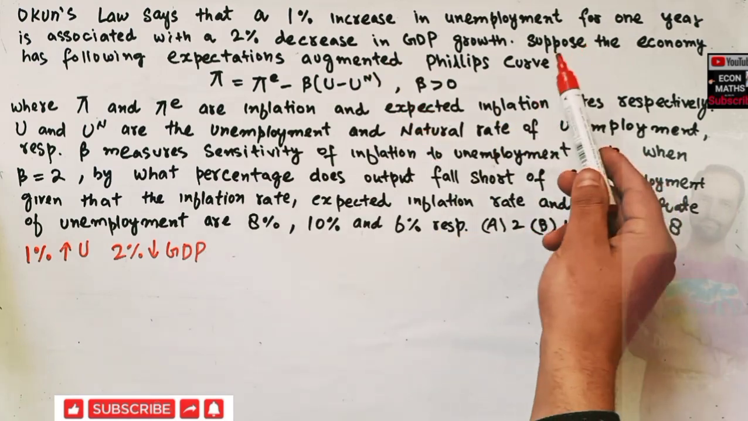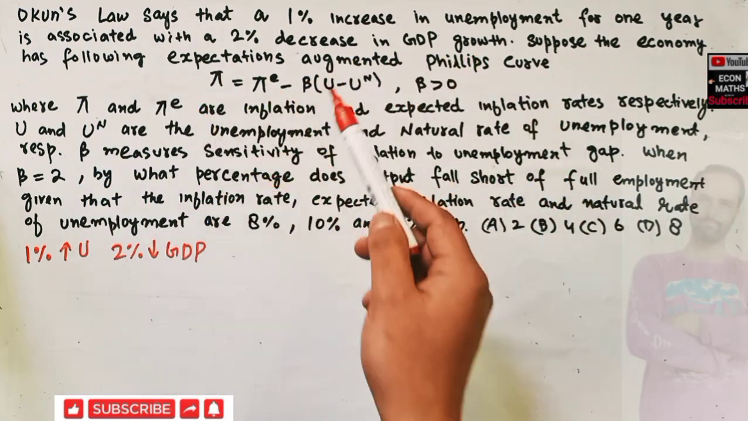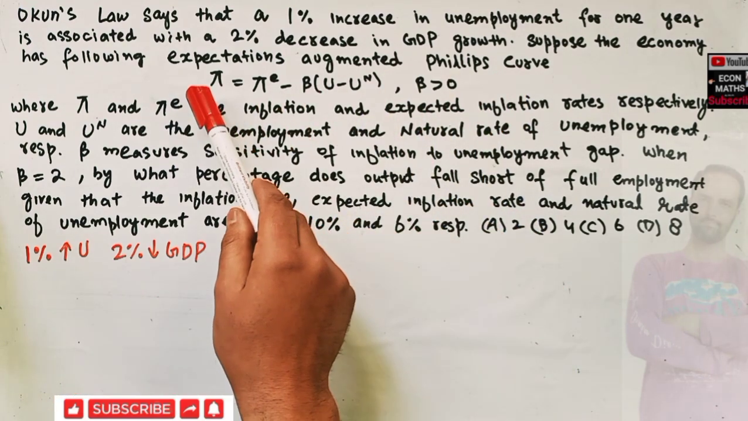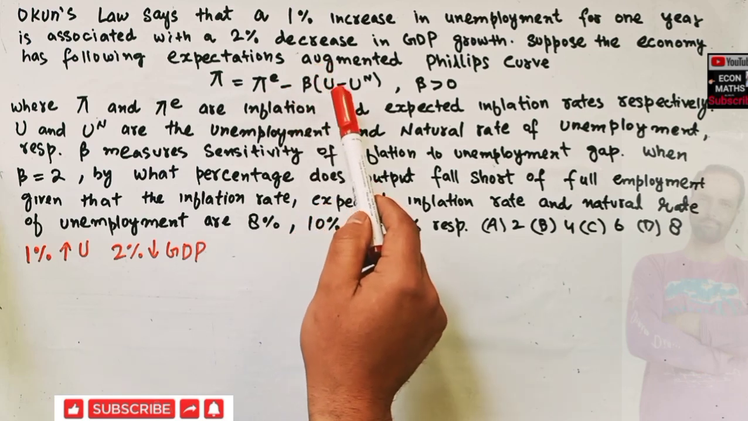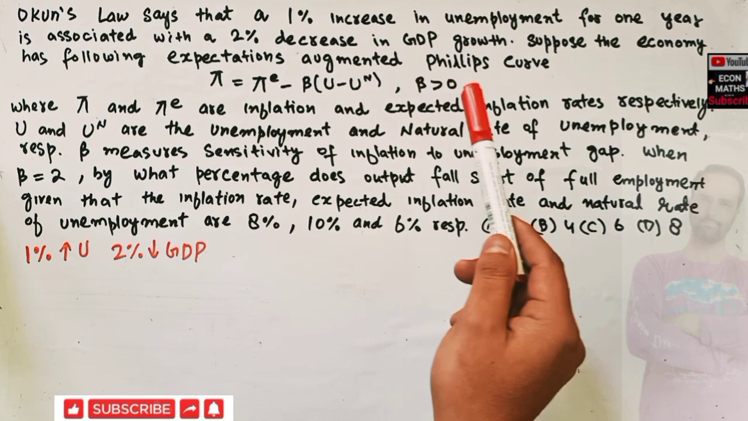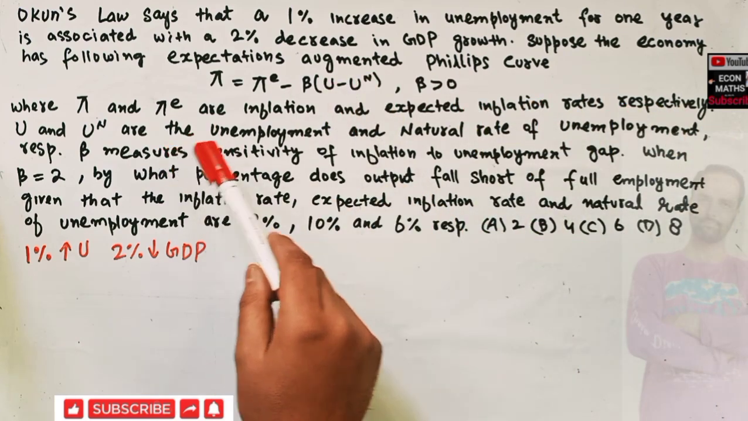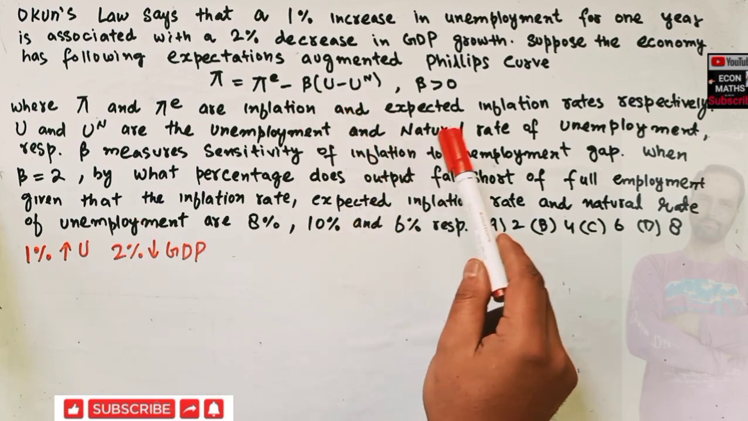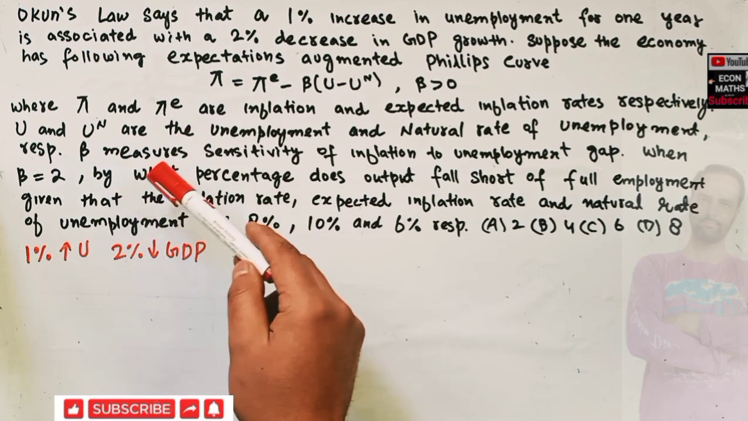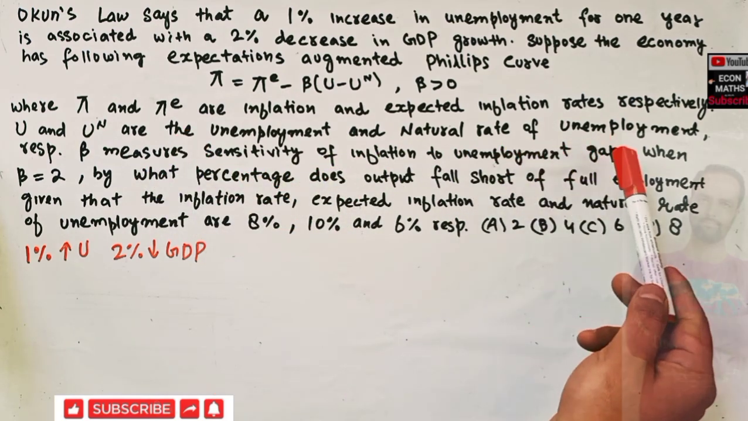Okay, suppose the economy has the following expectations augmented Phillips curve. This very expectation augmented Phillips curve is being given by pi is equal to pi e minus beta times u minus un, where pi and pi e are the inflation and expected inflation rate respectively. U and un are the unemployment and natural rate of unemployment respectively. This beta measures the sensitivity of inflation to unemployment gap.